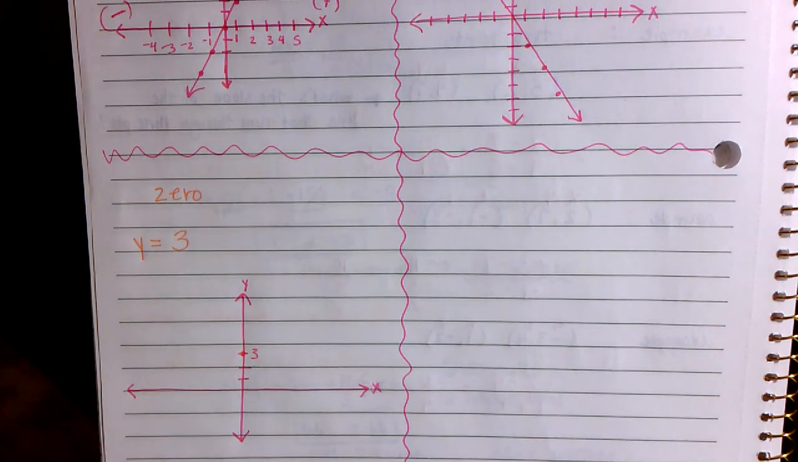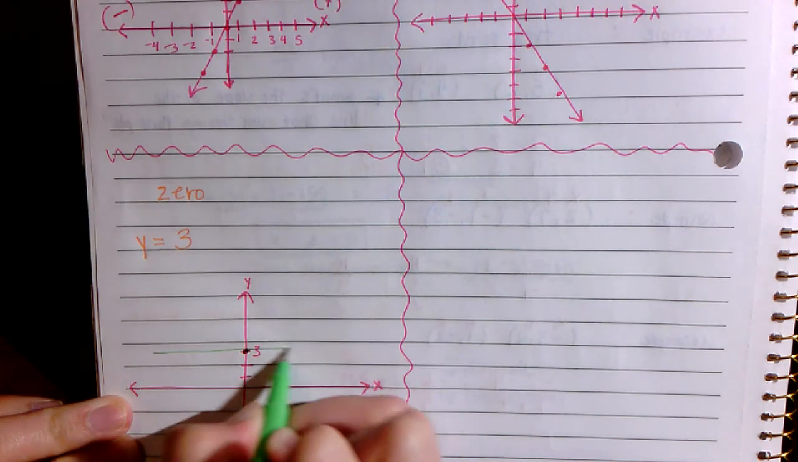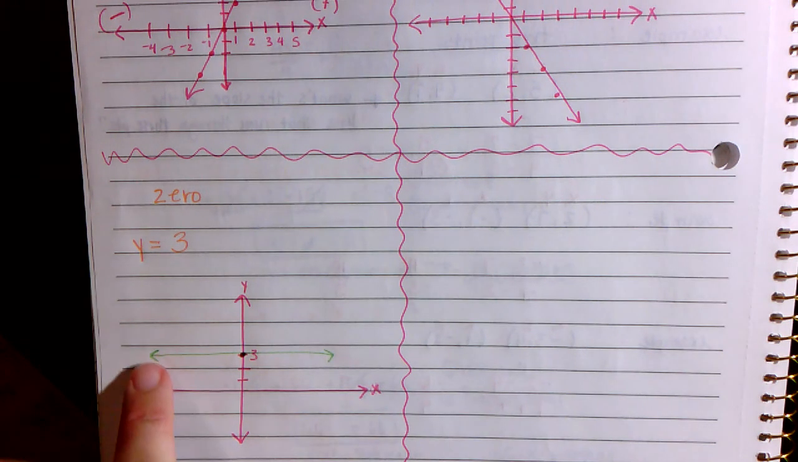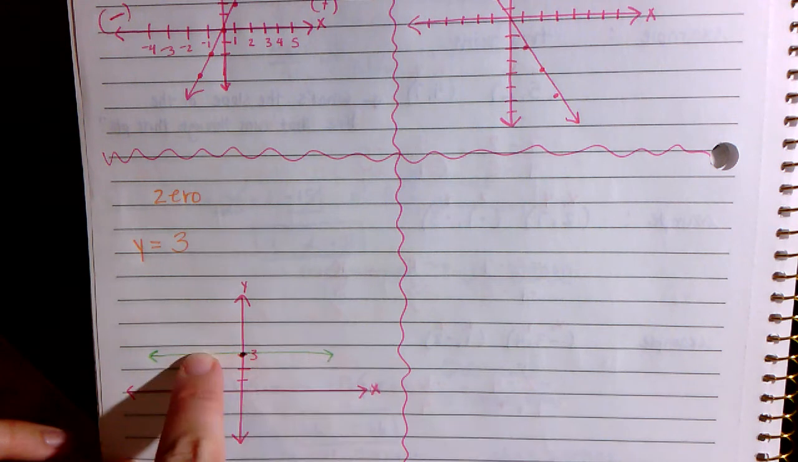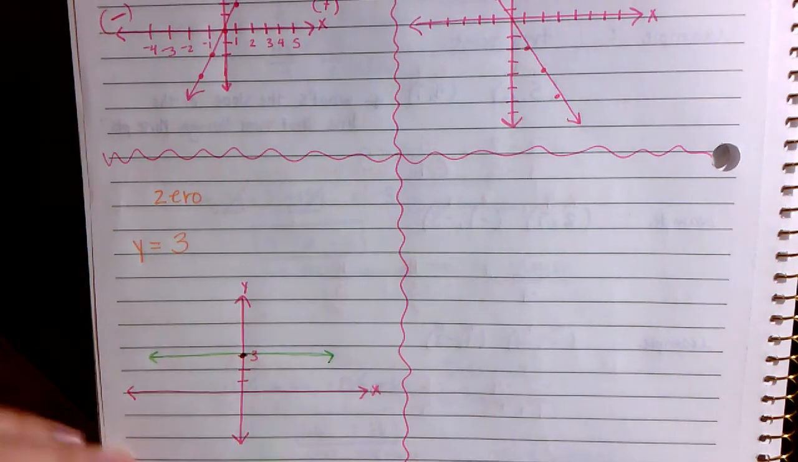I'm going to do it in green. You just cut right through. That's the line. And it's called zero slope because there's no slope to this at all. It's got zero slope. It's as flat as the ground.